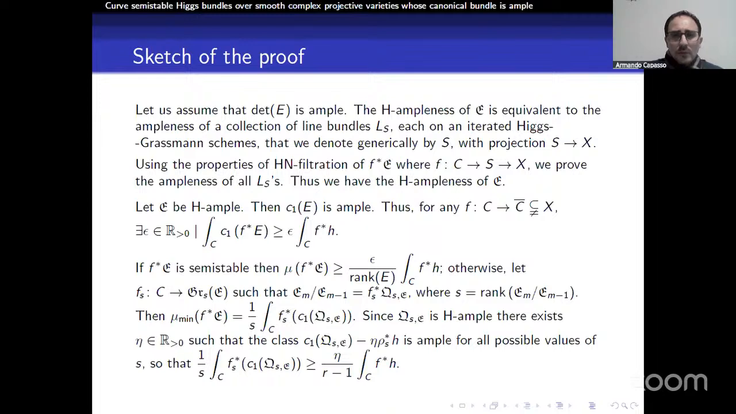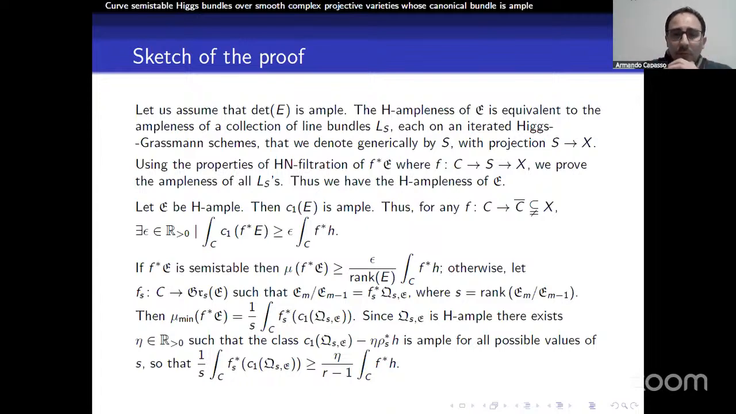Since QS of E is H-ample by hypothesis, there exists eta, a real positive number, such that the first Chern class of QS of E minus eta rho S pullback of H, where rho is the canonical projection of the Higgs Grassmann scheme over X, is again an ample class for all possible values of S. So we have this inequality by the usual Barton-Kleiman criterion.